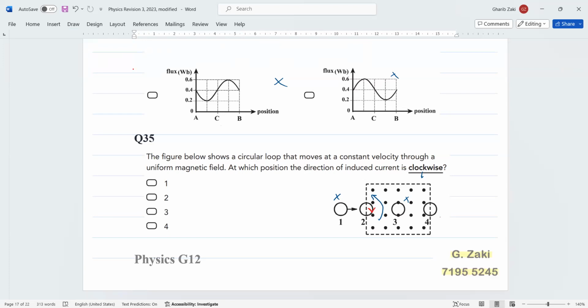What will happen to loop 4? Now, according to Lenz's law, when it leaves, the current will be reversed. So it will be anti-clockwise. Then the correct answer is 2 for clockwise. The correct answer will be 4 for anti-clockwise.